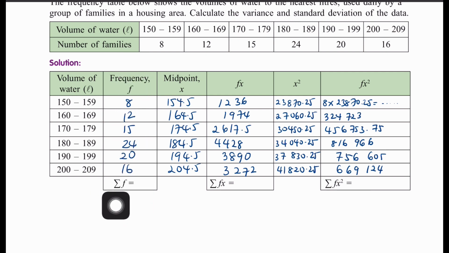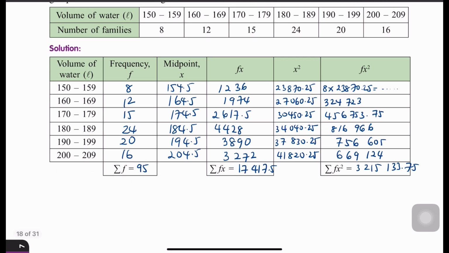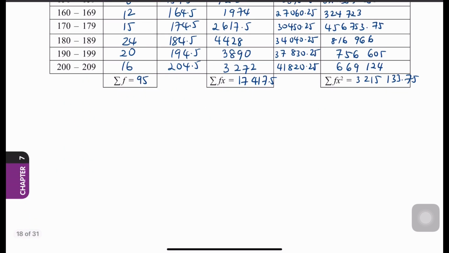After you have completed the frequency table, now look at the frequency and sum all the values. Sigma f means the summation of f, the sum of f. You add everything and get 95. Now the summation of fx, add everything, you will get 17417.5. And finally, the summation of fx square, you will get 3215,133.75. Be careful.